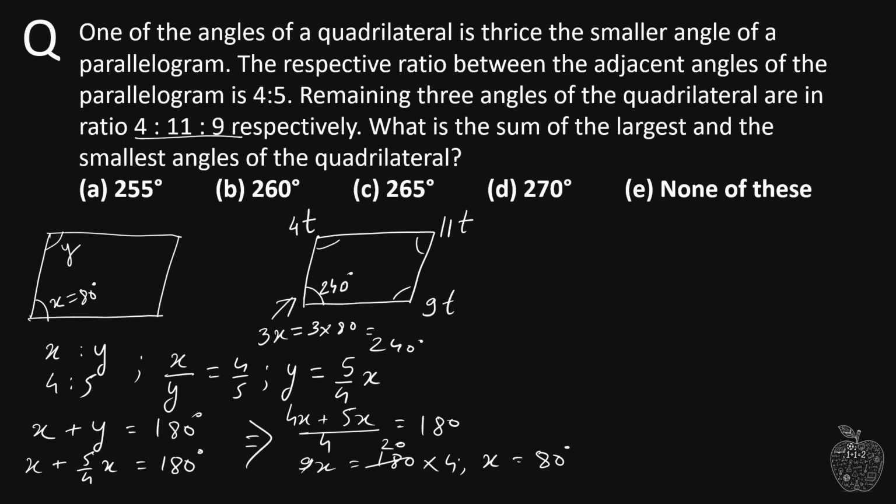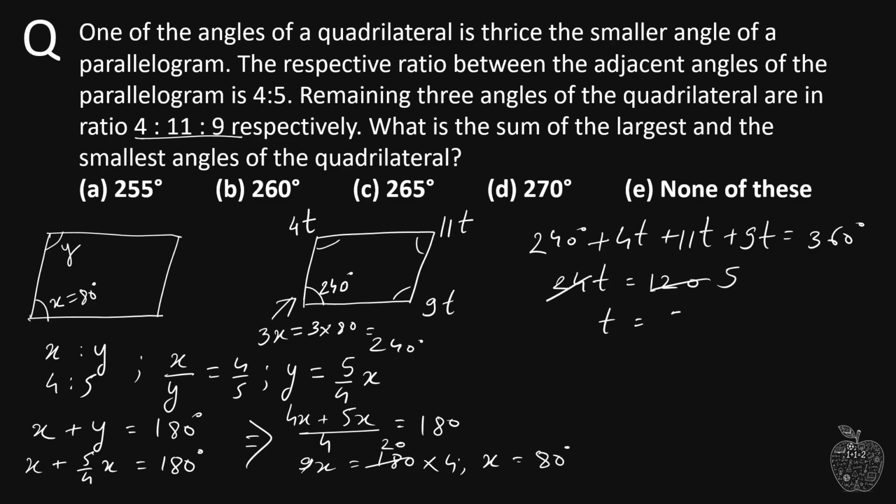Now we know that the sum of all the four angles of a quadrilateral is always equal to 360 degrees. That means this 240 degrees plus this 4t plus 11t plus this 9t will be equal to 360 degrees. All right, so let's solve this. We get 11 plus 9 is 20, 20 plus 4 is 24t, is equal to 360 minus 240, which is 120, and 24 fives are 120. So we get the value of t, which is equal to 5.